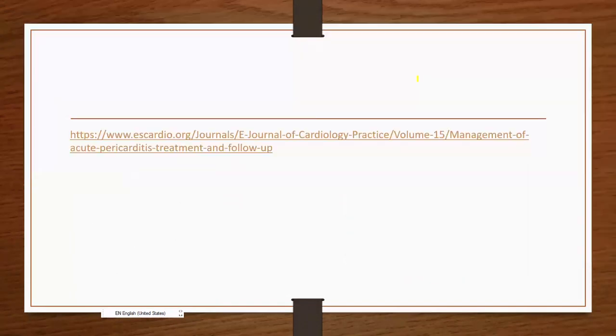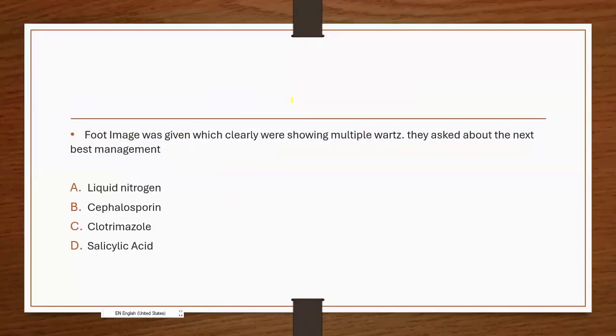All right, let's go to the next case. Next question: a foot image was given, which clearly showed multiple warts. They asked about the next best management. A, liquid nitrogen. B, cephalosporin. C, clotrimazole. D, salicylic acid.